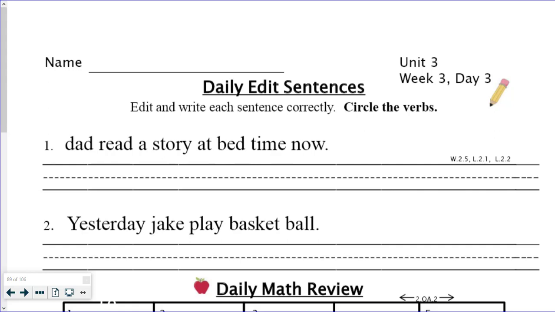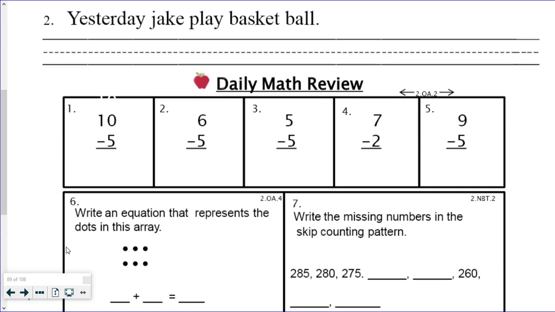Number 2, yesterday Jake played basketball. Same thing, fix it up, rewrite it nice and neat on the lines. Pause your video and do number 2.